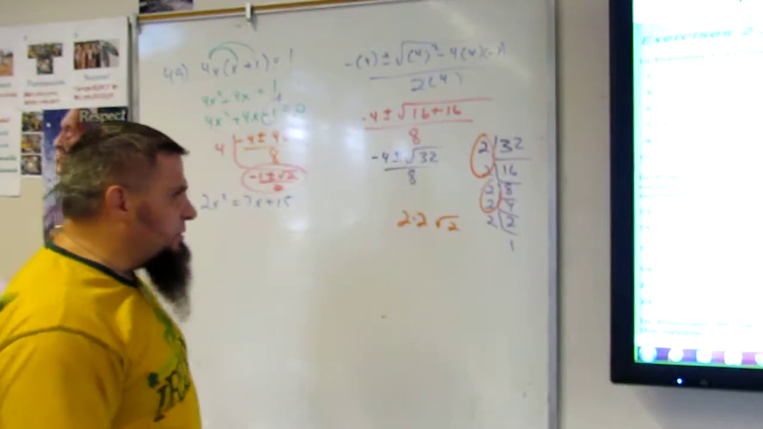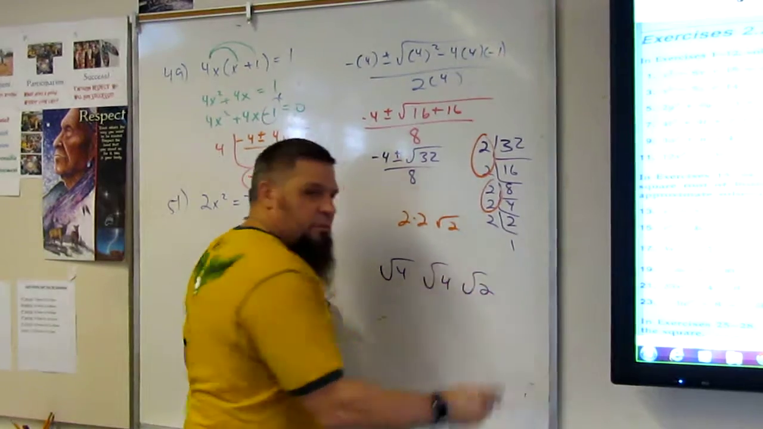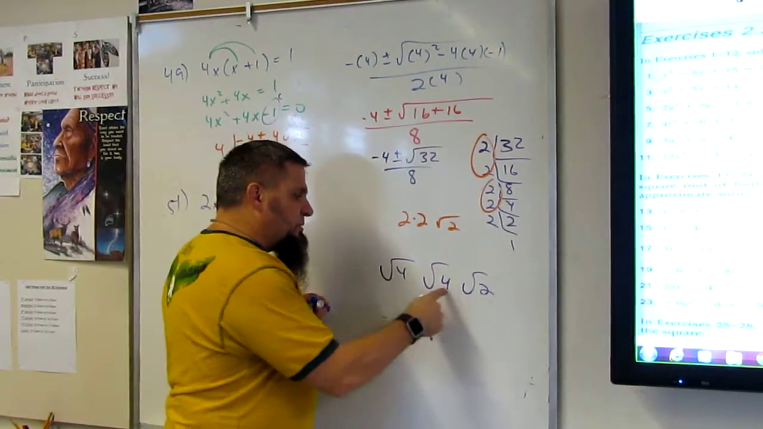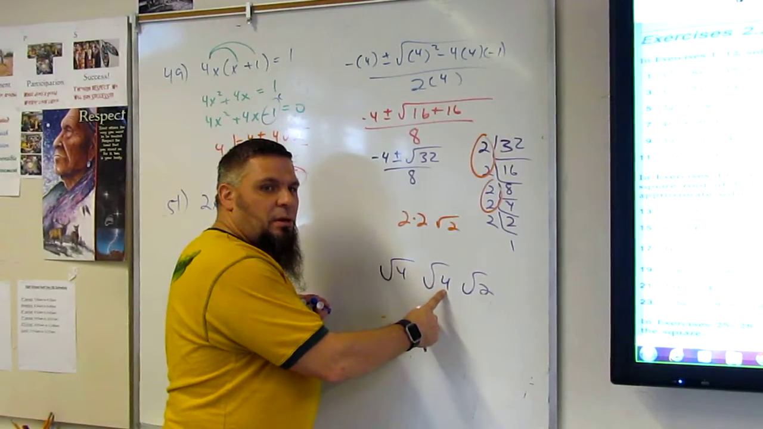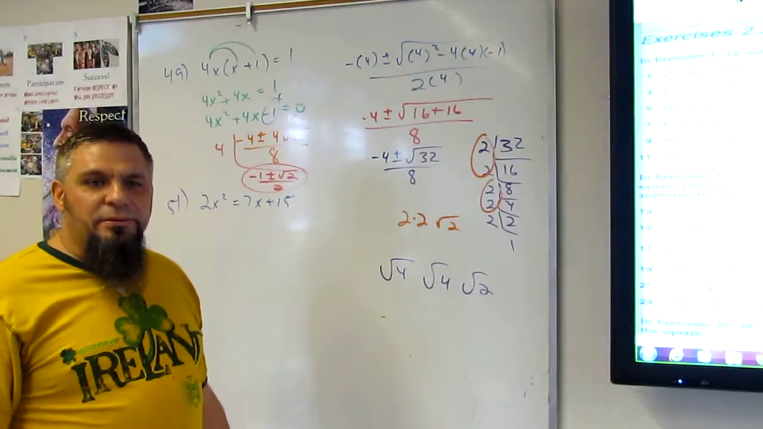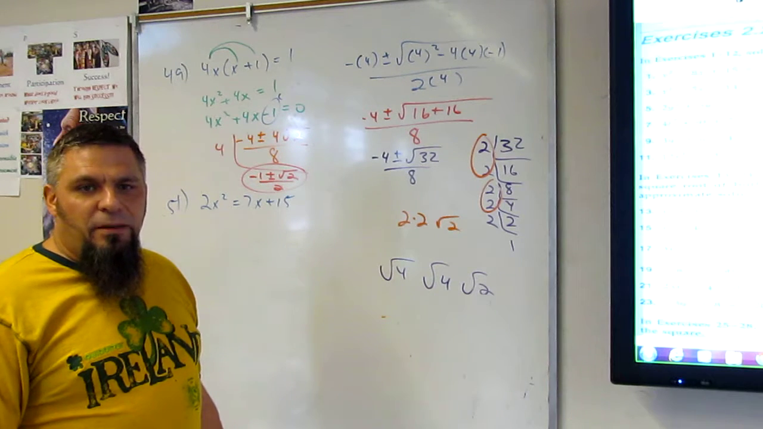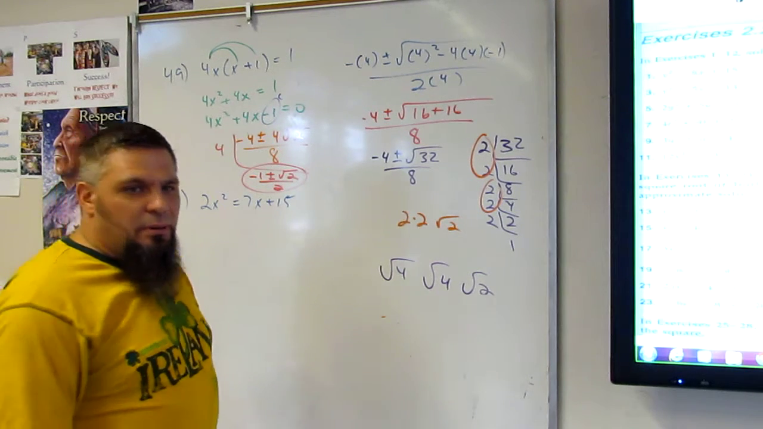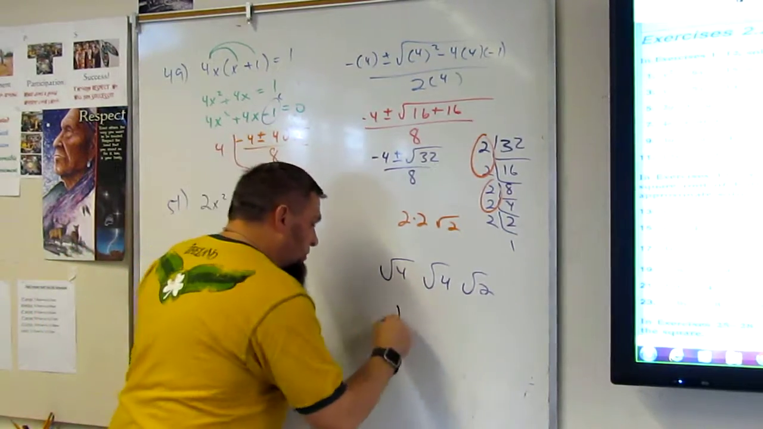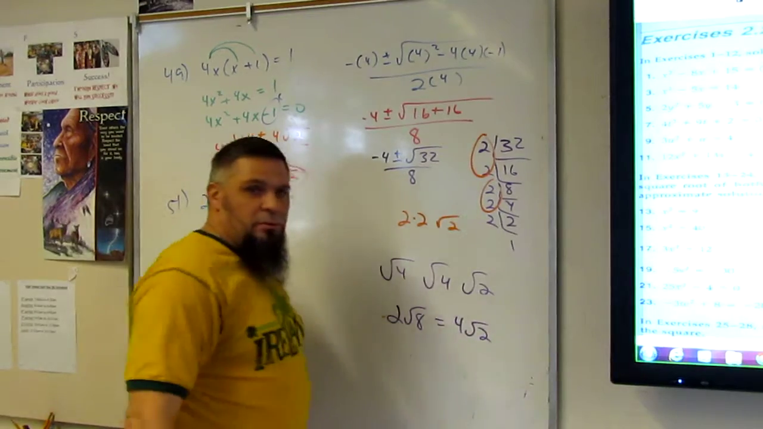Well, why wouldn't you pull out the square root of 4 times the square root of 4 times the square root of 2? Why are you doing it like that? Well, because what's 2 times 4? 8. Oh, so you're not reducing your radical enough. Because you're right: 2 square roots of 8 is equal to 4 square roots of 2.